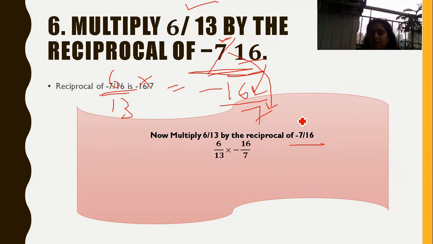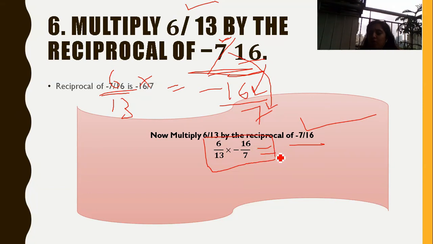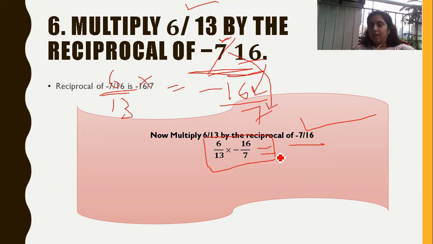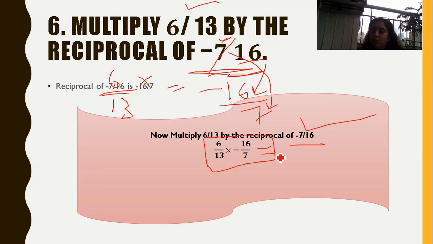We got the reciprocal of this number as minus 16 upon 7, and you know it's very easy to multiply two rational numbers. What we have to do is multiply the numerators with each other and the denominators with each other. So in order to do a fast calculation, I will use my tips and tricks of multiplication, and if you don't know about the tips and tricks of multiplication, then please go to my channel. I have just uploaded the video of multiplication tricks, and it's very easy to multiply any numbers.